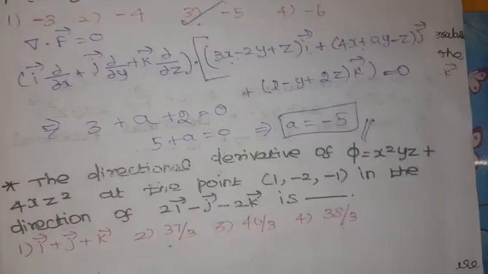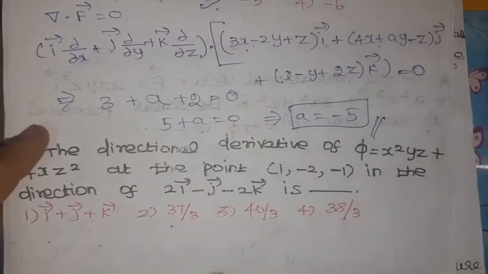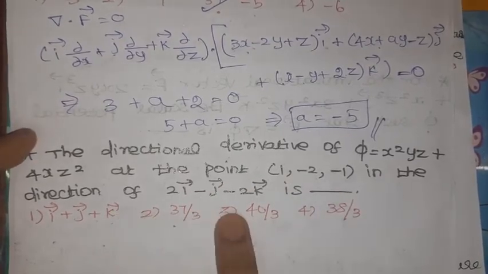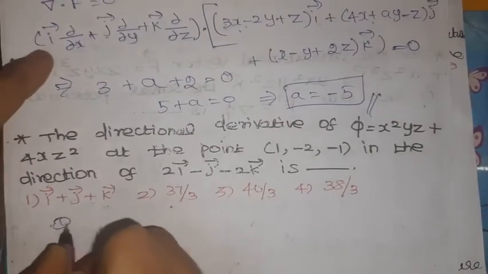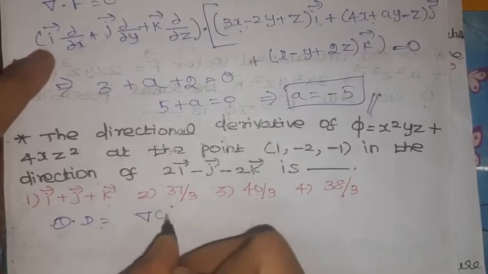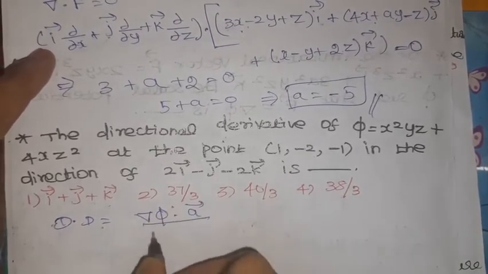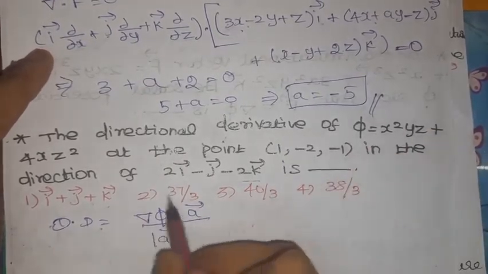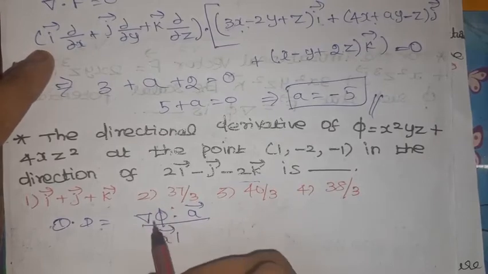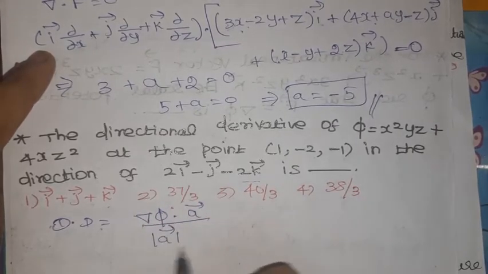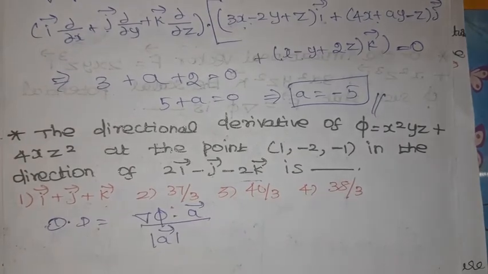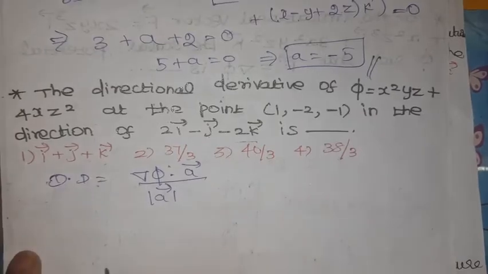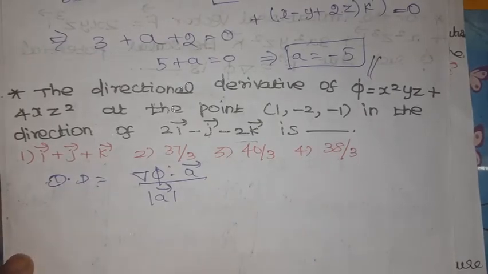Okay. Then the directional derivative of the given phi. The phi value is given, the point is given, and the direction is also given. So what is the formula? Directional derivative, in short, is del phi dot a vector divided by the modulus of the a vector. What is the a vector? This one. Phi is given, and we need to find del phi and do the dot product in the numerator, then find the magnitude of the a vector, then apply in this formula and we can get the directional derivative for the given phi.